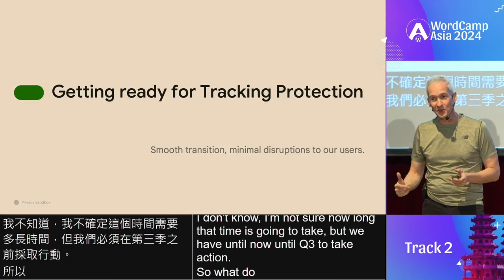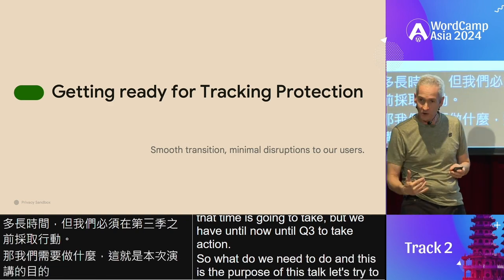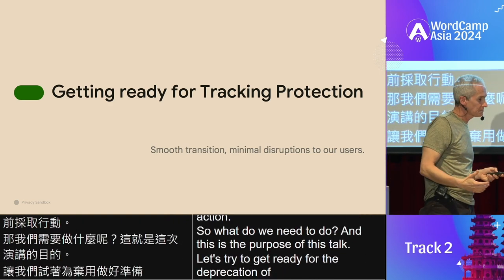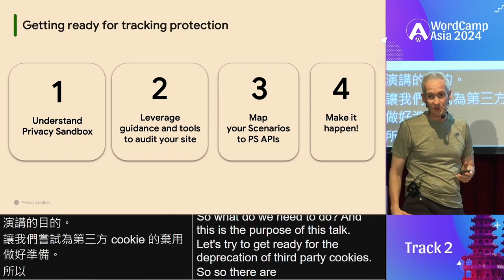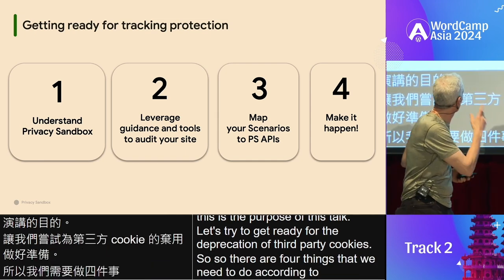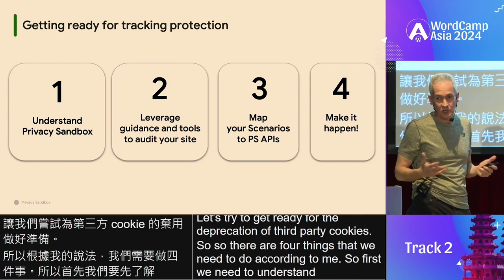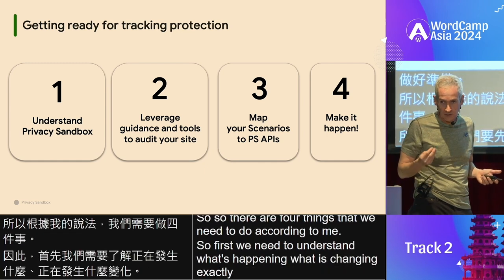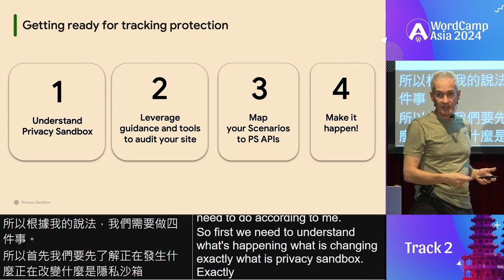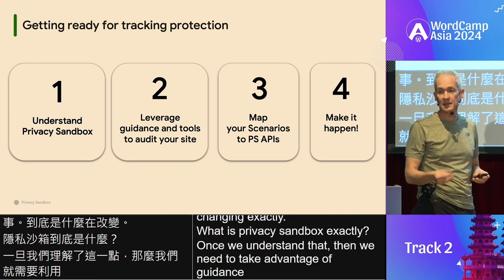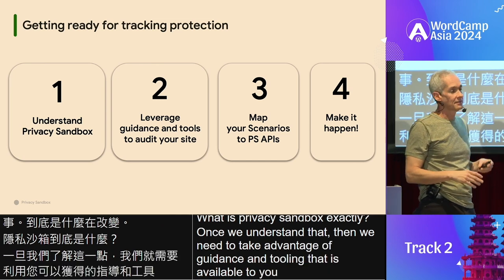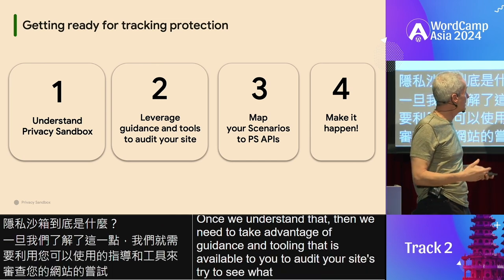So what do we need to do? This is the purpose of this talk. Let's try to get ready for the deprecation of third-party cookies. There are four things that we need to do, according to me. First, we need to understand what's happening. What is changing exactly? What is Privacy Sandbox exactly? Once we understand that, then we need to take advantage of the guidance and tooling available to you to audit your sites, see what breaks, and get ready.